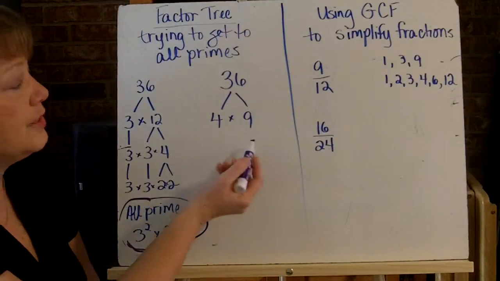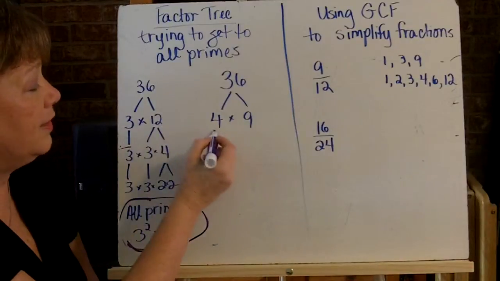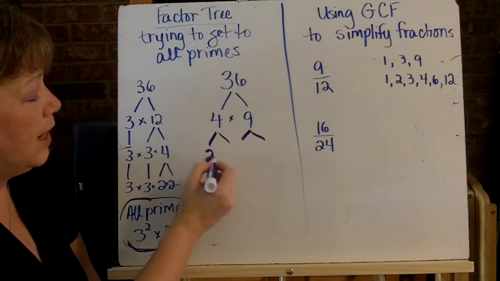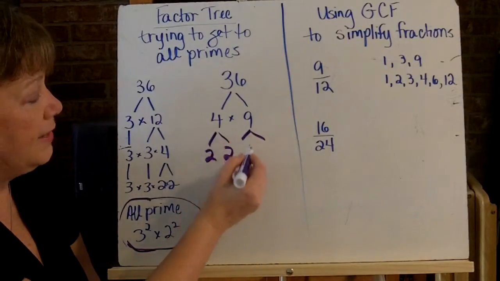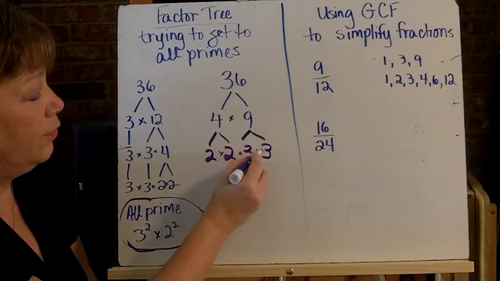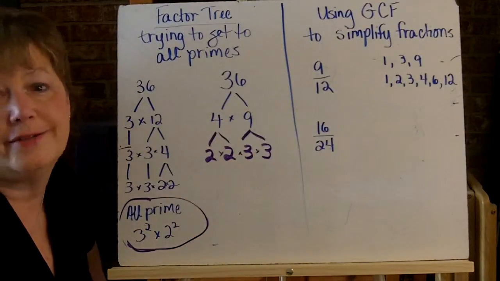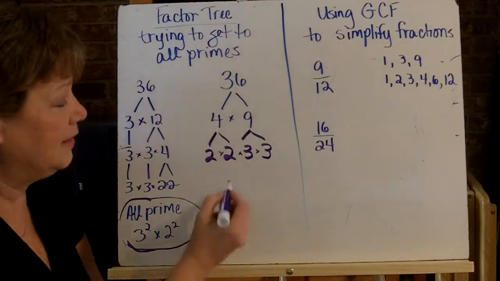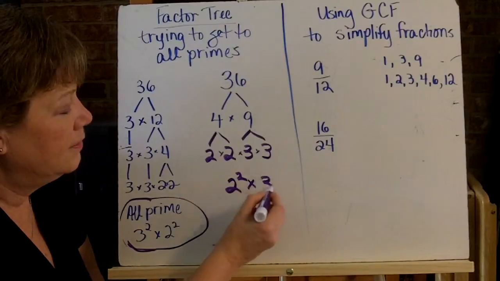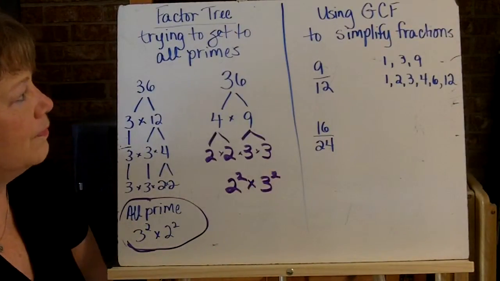So we could do the same thing here, choosing 2 different numbers. Instead of 3 and 12, let's choose 4 and 9. 2 times 2 equals 4, and 3 times 3 equals 9. Well, look at that. With that choice, I got straight to my prime numbers on the first shot. Sometimes you do, sometimes it takes a little bit longer. And I could show that in exponents.